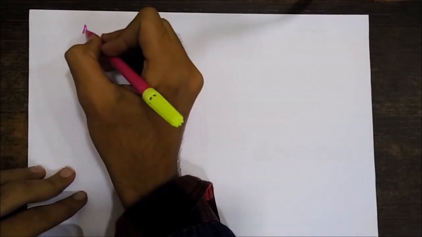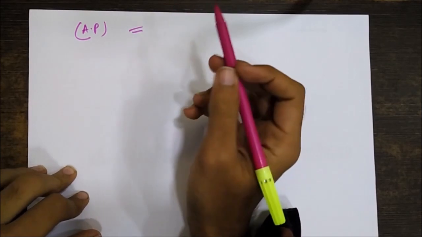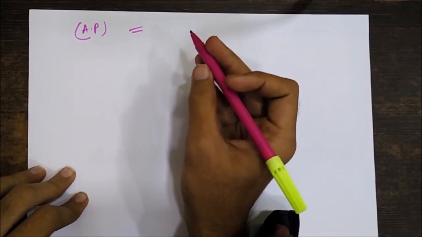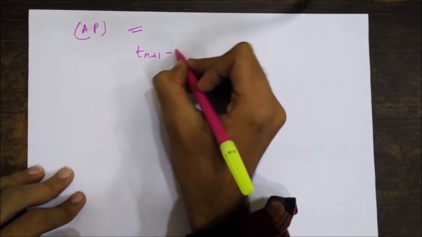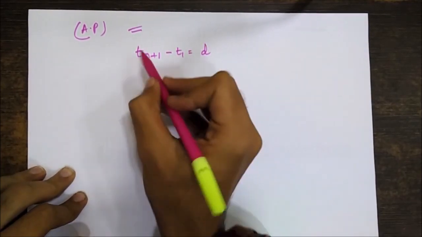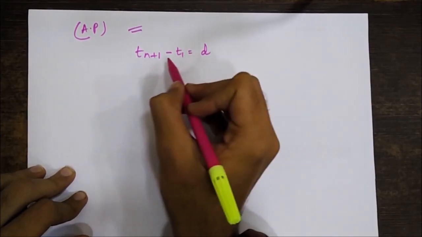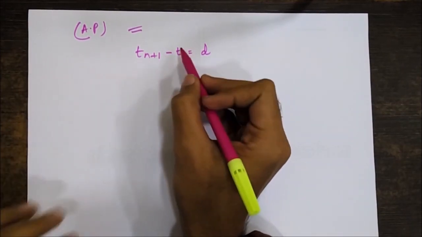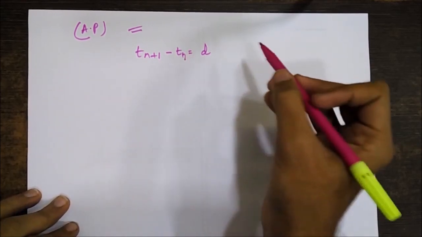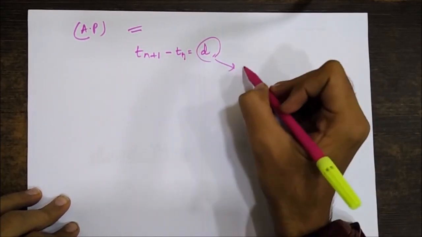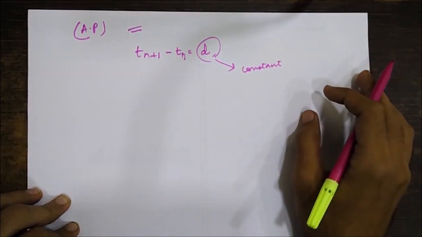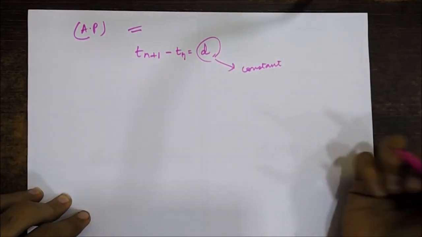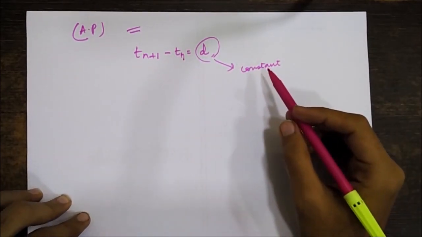Now we'll see what is an arithmetic progression. Arithmetic progression is denoted by AP. A sequence Tn is in AP if Tn plus 1 minus Tn is equal to D. So this is the Tn plus 1 term minus its previous term Tn is equal to D, where D is basically a constant, equal for the difference between any two successive terms. So D is known as the common difference and it's always a constant.